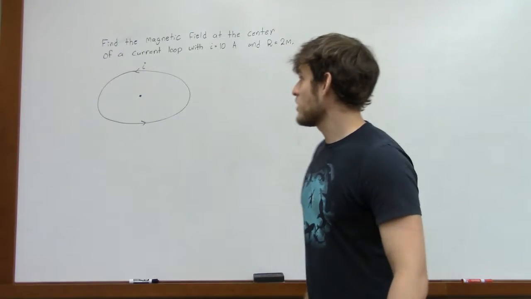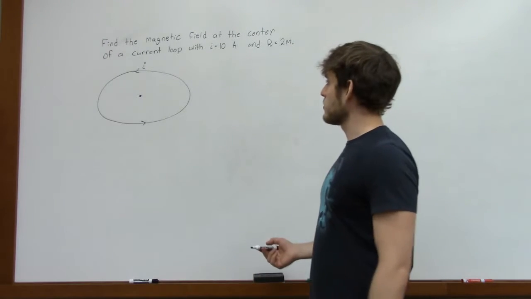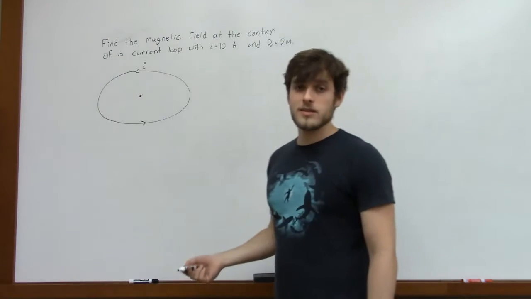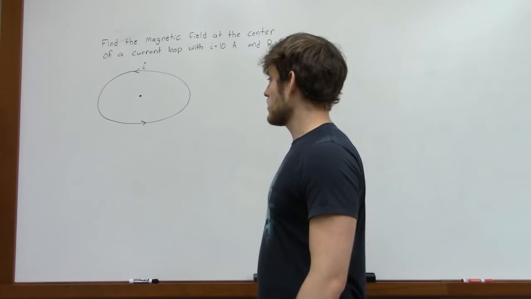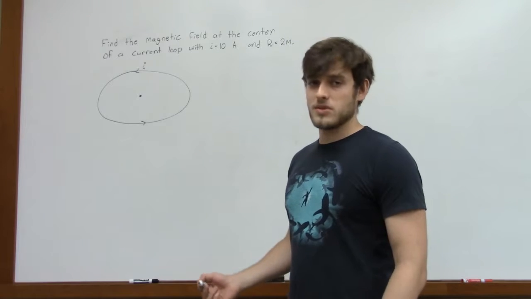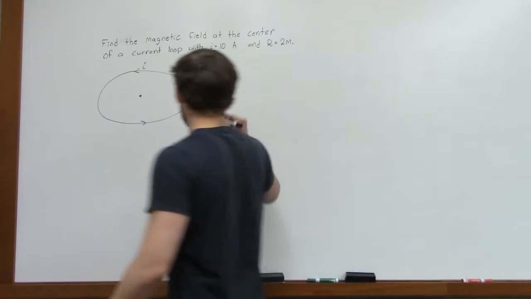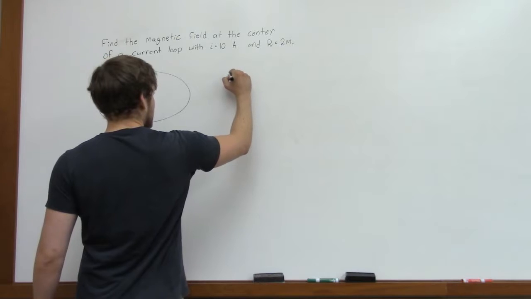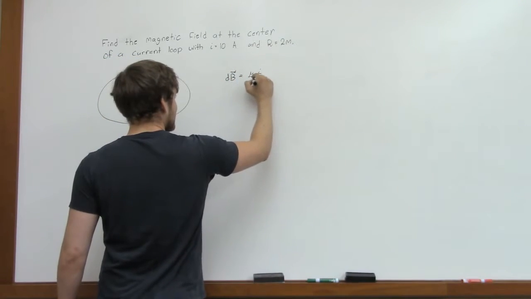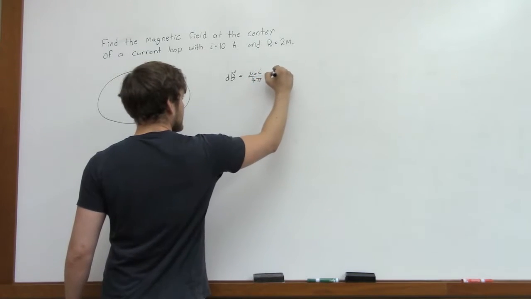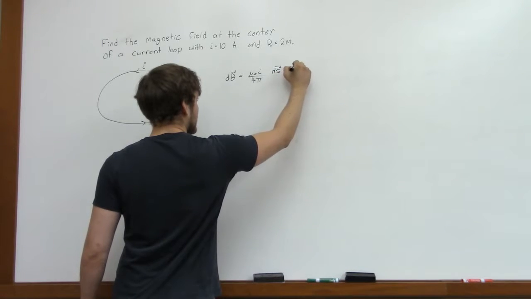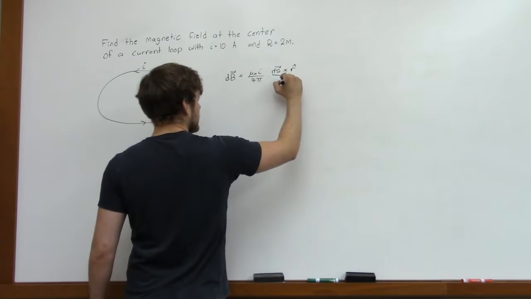Okay, so for this problem, we're trying to find the magnetic field at the center of a current loop with a current of 10 amps and a radius of 2 meters. When we're trying to find the magnetic field at a point due to a current running through a wire, we want to use the Biot-Savart Law. So let's write that down. We have dB equals mu naught I over 4 pi times ds cross r hat over r squared.